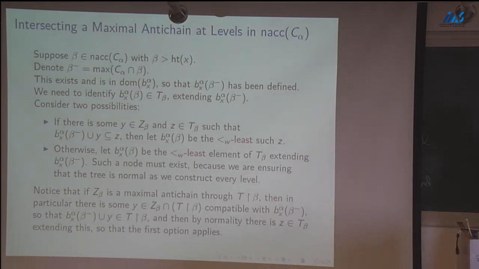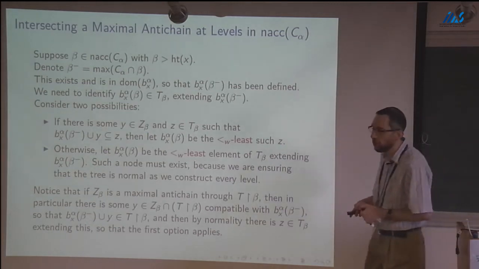And so as I was saying again, if Z beta is a maximal anti-chain through the tree below beta, then there is something compatible with the thing we've chosen, and so their common extension is in the tree, and then we can find something above it by normality to put there. If not, we just do the essentially arbitrary choice, chosen by a well-ordering, at the beta level. Okay, so that says what we do at the non-accumulation points.